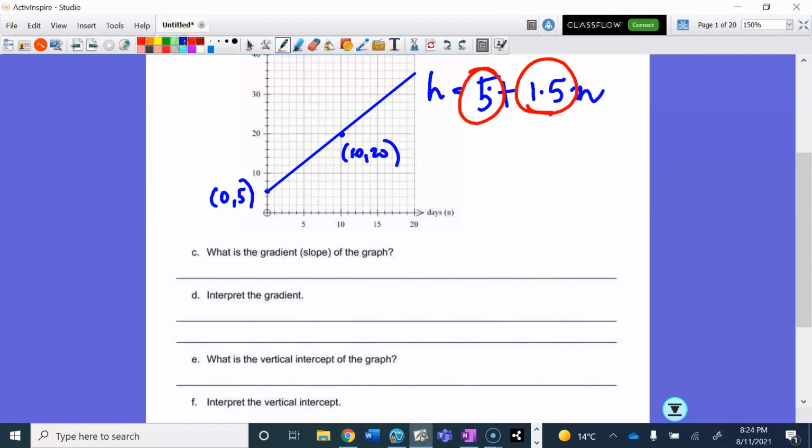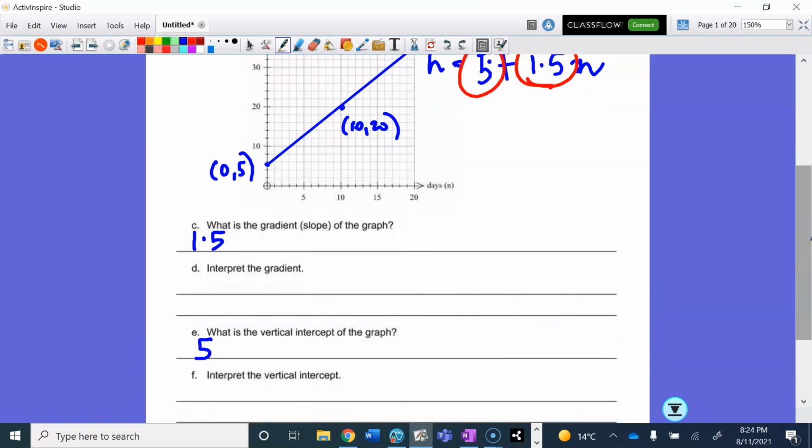So basically, when you're writing your answers here, what's the gradient? We often refer to the gradient as the slope in general maths. What's the slope of this line? 1.5. What's the vertical intercept of this line? 5. Now, if you were in methods and we asked you for the vertical intercept, you'd have to write 0, 5 in a bracket. When you're in general maths, we ask you what's the vertical intercept, we would accept 5. Okay, so there's little differences as we go through, you'll see.